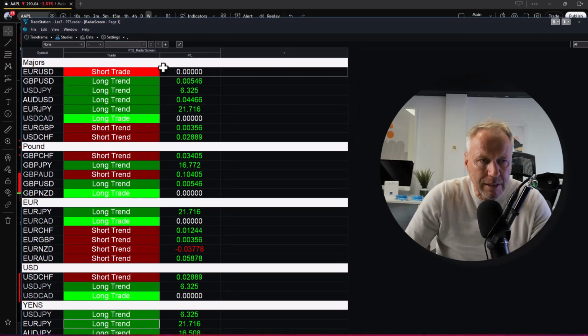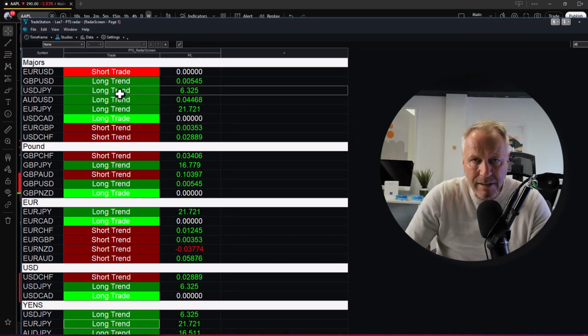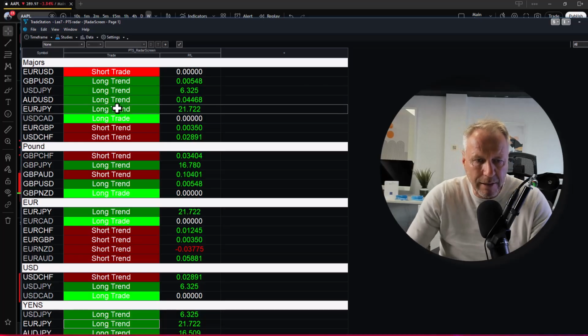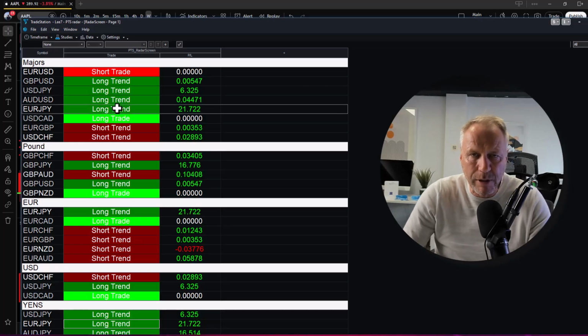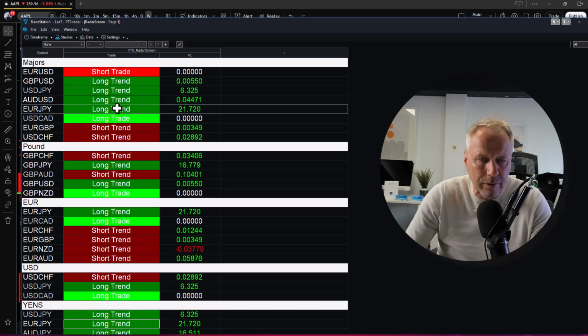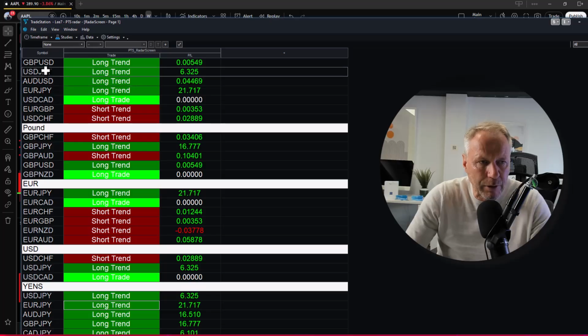Now, the radar doesn't take into consideration the stop loss. You wouldn't let a trade go 300 points against you. You'd be getting out for maybe 1 or 2% risk. So let's have a little look here as we go down. We've got the dollar yen's been long. It's up 632 pips. These are all swing trades, by the way.